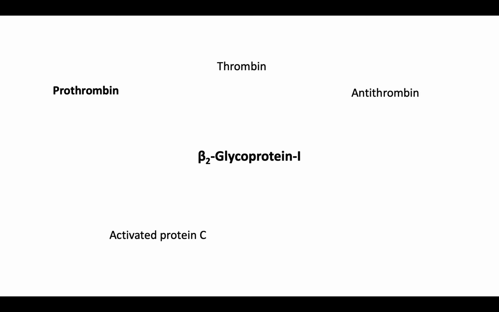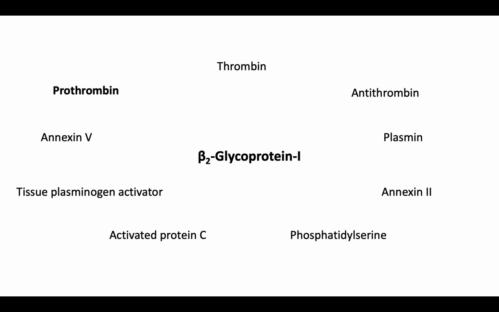The main known antigenic target of antiphospholipid antibodies is beta-2 glycoprotein 1 and, to a lesser extent, prothrombin. Other antibody targets include thrombin, the endogenous anticoagulants antithrombin and activated protein C, agents of thrombolysis, plasmin and tissue plasminogen activator, and the annexins 2 and 5. Finally, the phospholipid phosphatidylserine.